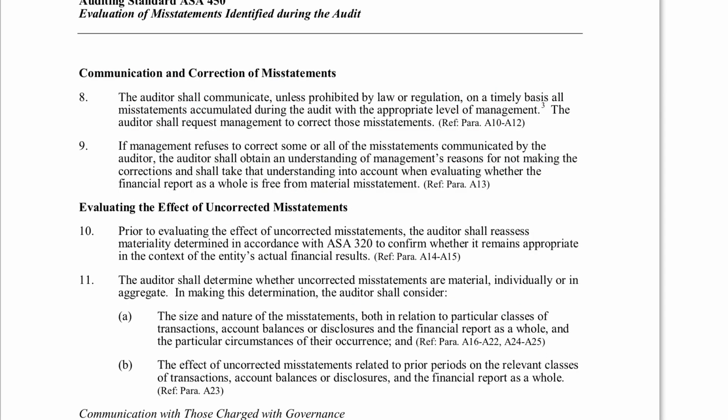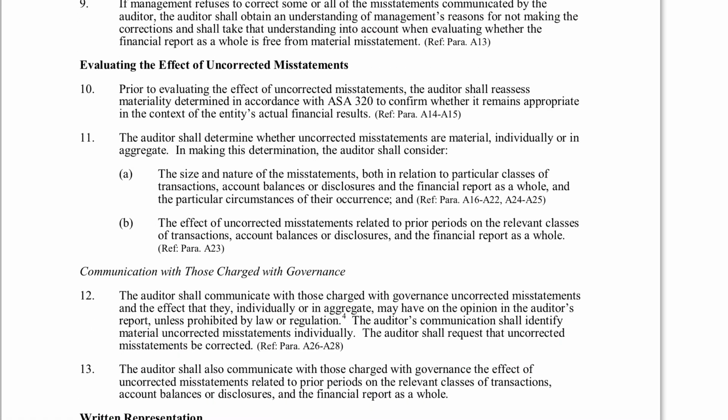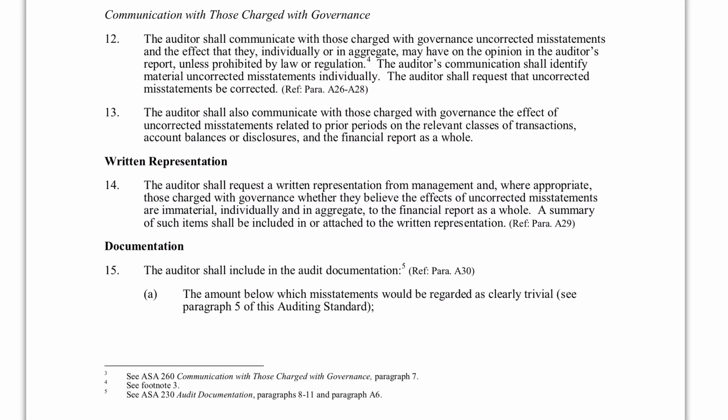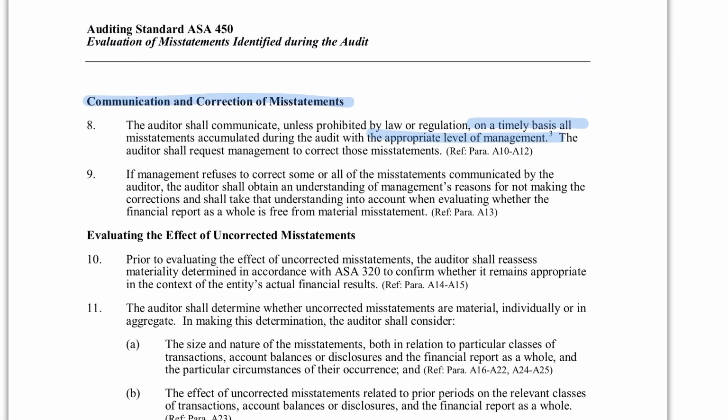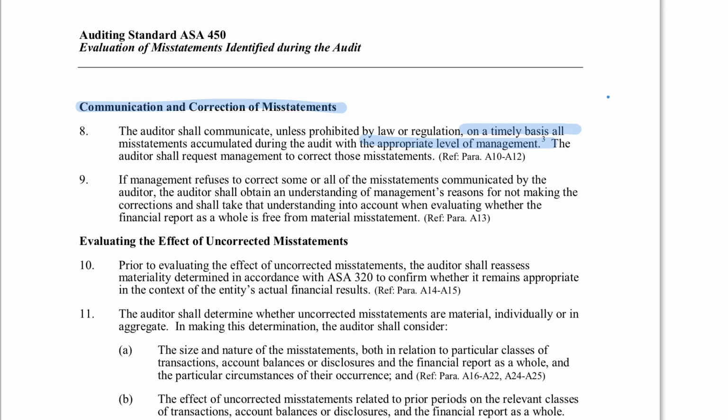What happens when I find misstatements? Well, I have to figure out how I'm going to communicate them, and I have to do that on a timely basis with the appropriate level of management. Now, if we scroll down here to that little footnote, 3 says, see ASA 260, those charged with governance. So the appropriate level is usually those charged with governance, that TCWG that you often see. In the majority of situations, that's actually going to be the audit committee.